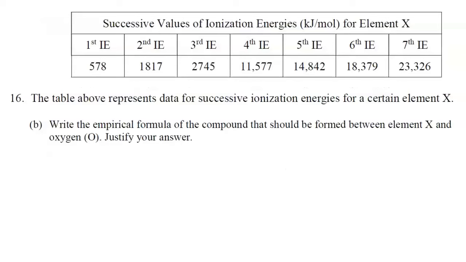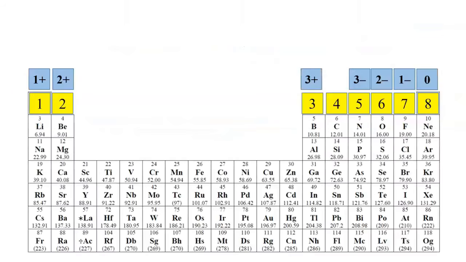Moving on to part B, write the empirical formula of the compound that should be formed between element X and oxygen. Justify your answer. So now that we know that element X has 3 valence electrons, we can go find that particular group on the periodic table and talk about how it would combine with an element such as oxygen.